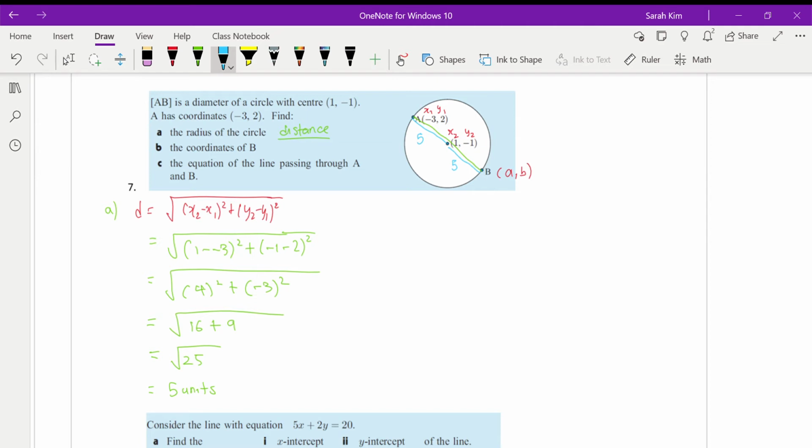So I'm going to use the fact that the distance between (1, -1) and then A and B is 5 units. Alright, let's see if I can turn that into an equation. So D equals square root x2 take x1, y2 take y1. Right, I've got to label them. Not y1. That's silly of me.